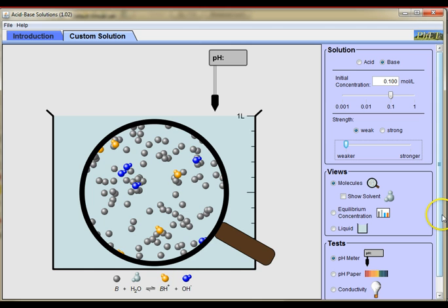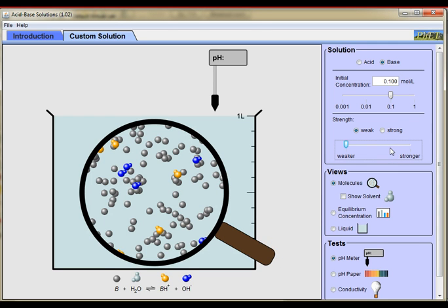Now in this reaction, the gray molecules are base. The blue molecules are hydroxide ions, and the orange molecules are BH plus, basically the conjugate acid of the base. So you can see that not many molecules are dissociated. Essentially, we already know that.